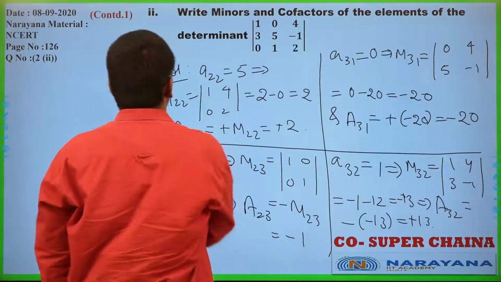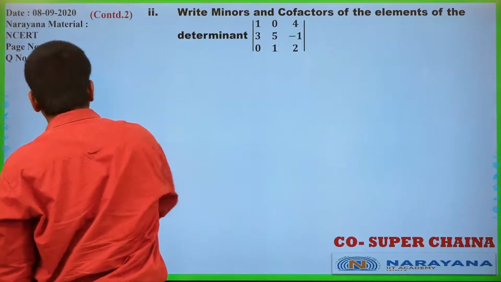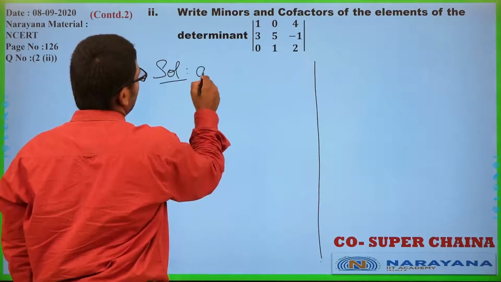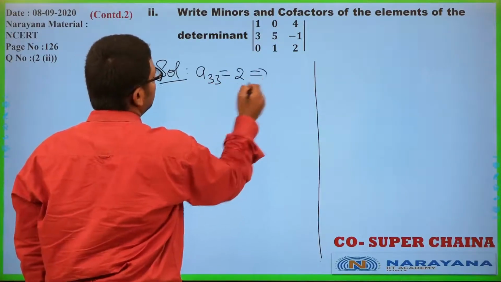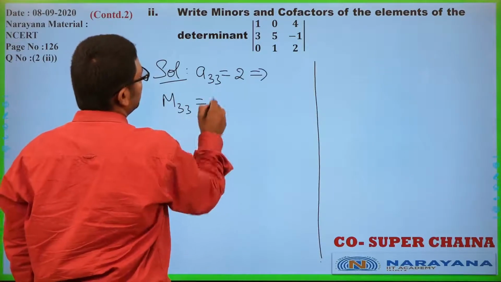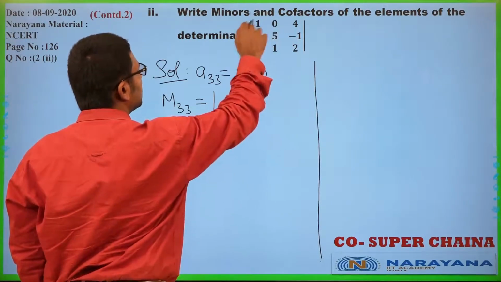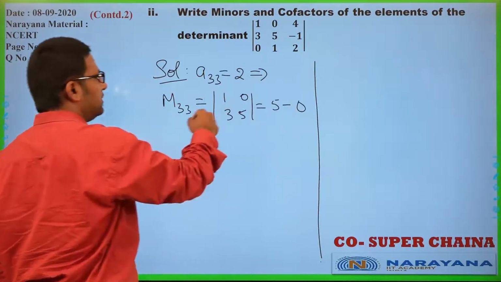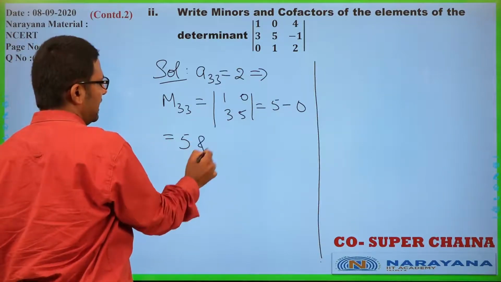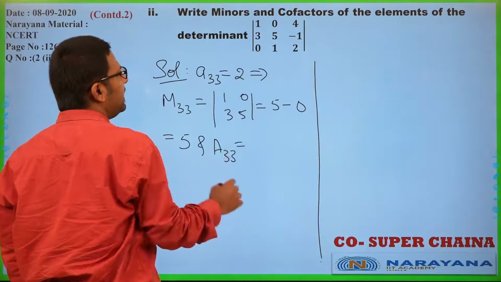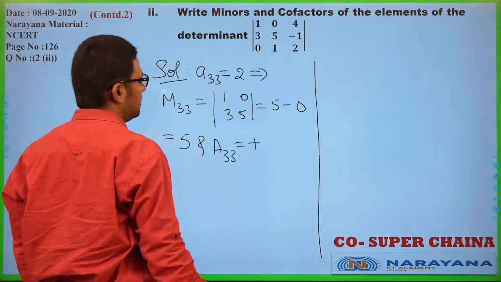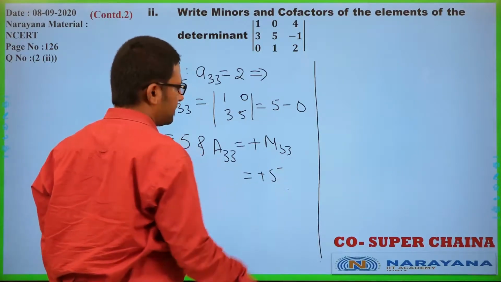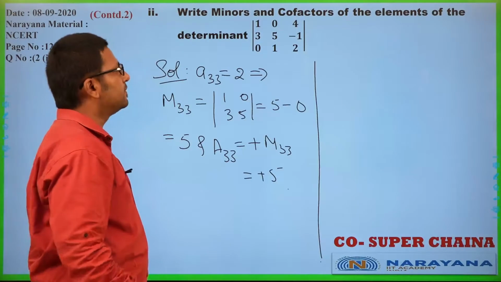Correct? Then A33 is the element 2. Therefore, its minor would be mod of, leave that row, that column. So 1 0 3 5, which is 5 minus 0, correct? Which is 5 only. And A33 would be, it's a corner, therefore plus of M33, which is plus 5. Got it? Yeah? Alright.